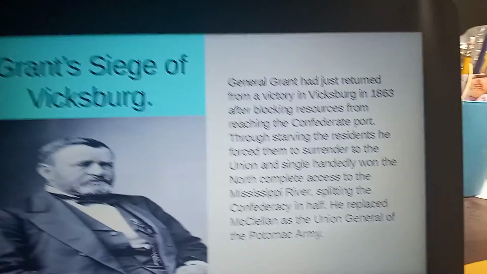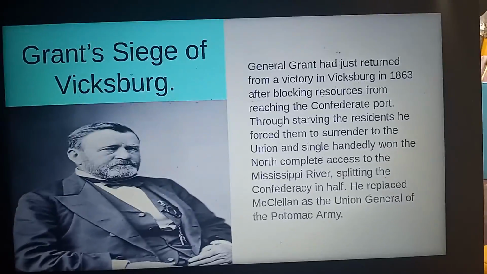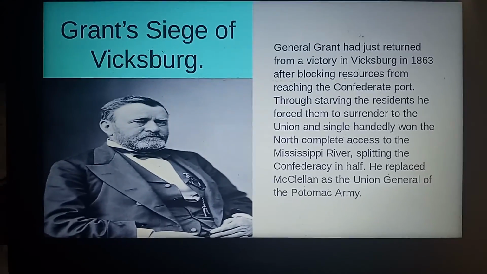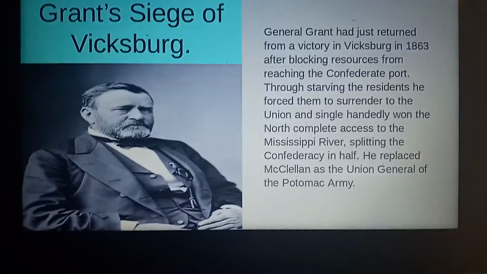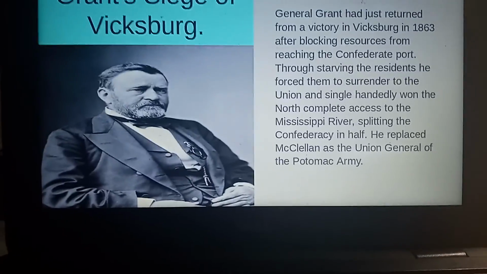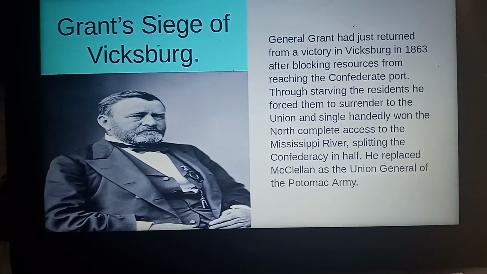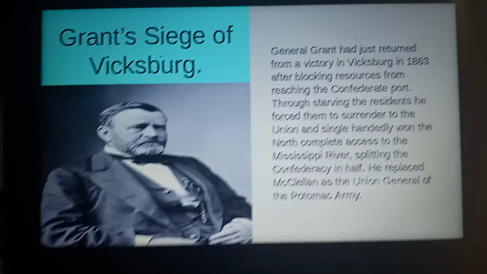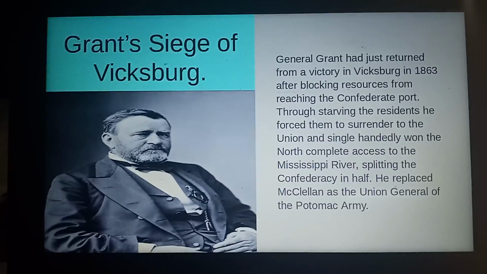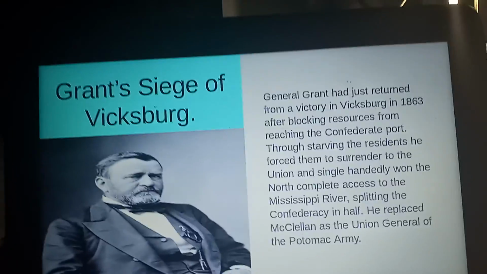Grant's siege of Vicksburg. General Grant had just returned from a victory in Vicksburg in 1863 after blocking resources from reaching the Confederate port. Through starving the residents, he forced them to surrender to the Union and single-handedly won the North complete access to the Mississippi River, splitting the Confederacy in half. He replaced McClellan as the Union General of the Army of the Potomac. There's a picture of him. Actually, this is a later picture of him when he became a U.S. president. Unfortunately, he was a terrible president due to his obsession with alcohol, to put it lightly.